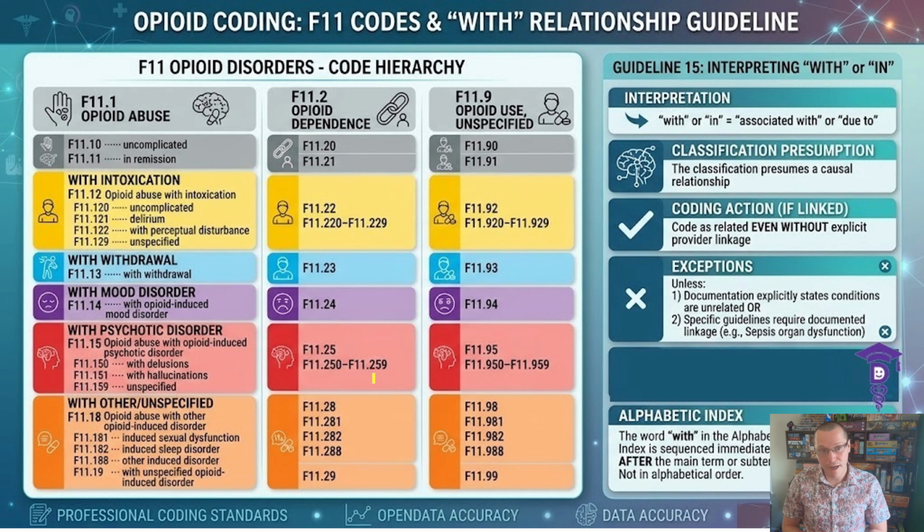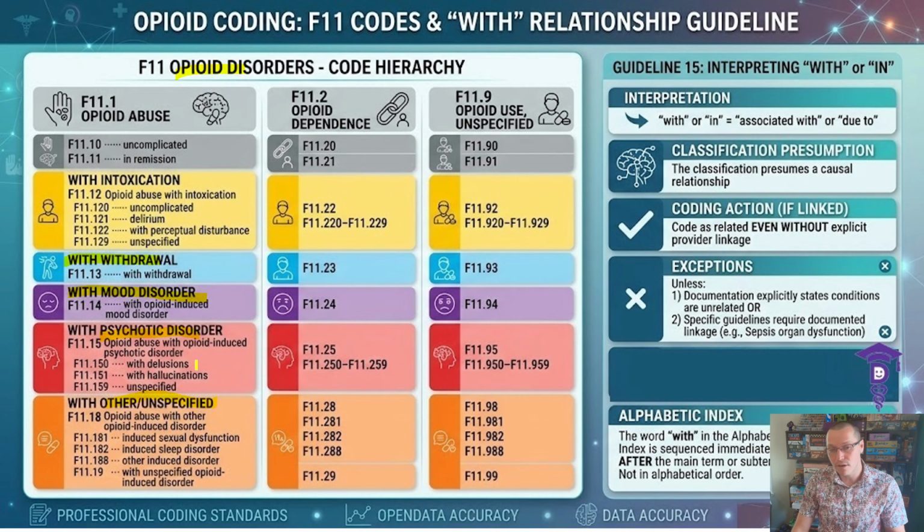Drug codes also have a lot of "with" guidelines. I just have this for opioids, but it works for every single one of the drug codes. You'll find the same family of it, where we have all these "with" codes. The major ones that I want to talk about are "with psychotic" and then "with other."